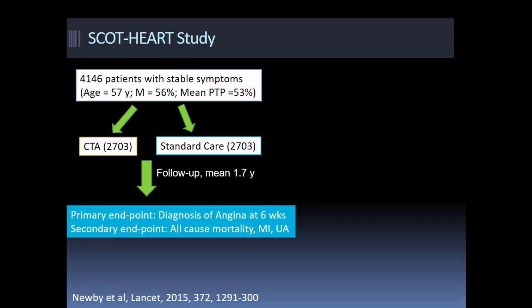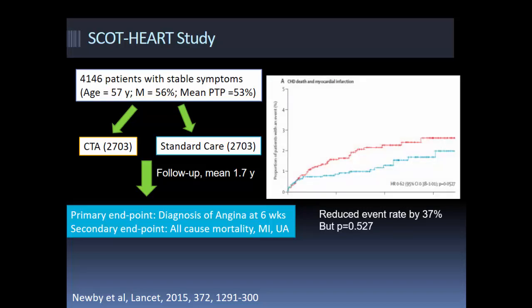For the secondary endpoint, they looked at all-cause mortality, MI and unstable angina. What they found was that if you use CT angiography compared to standard care, there was a reduced event rate by about one-third, about 37%. And in another study published this year in JACC, they demonstrated that this reduction in the event rate by one-third based on CT angiography was primarily driven by the change in lifestyle and change in preventative therapy. So patients who had plaques on CTA were given statins more aggressively, antihypertensives, etc., compared to the other patients.